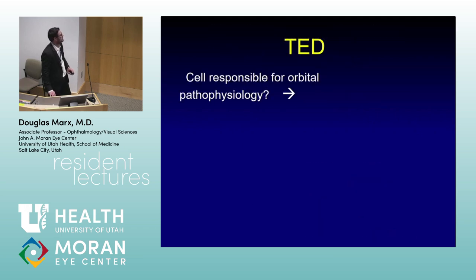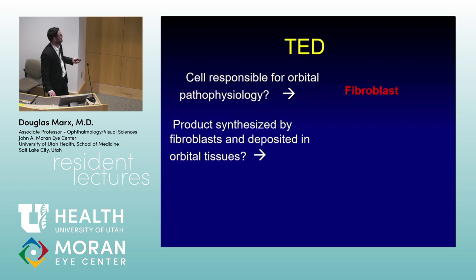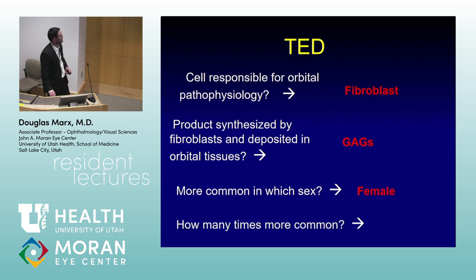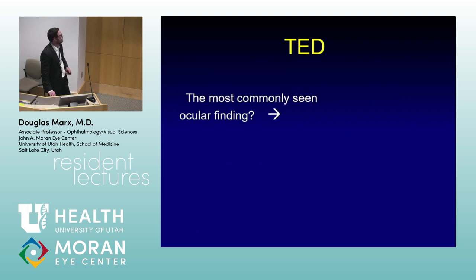Thyroid eye disease, responsible, okay, fibroblasts, right? So what do you get? Glycosaminoglycans, right? More common in females. Very good. Most common sign seen is lid retraction, right? Okay, we're almost done. We are done, actually. So, that was okay. Nice.